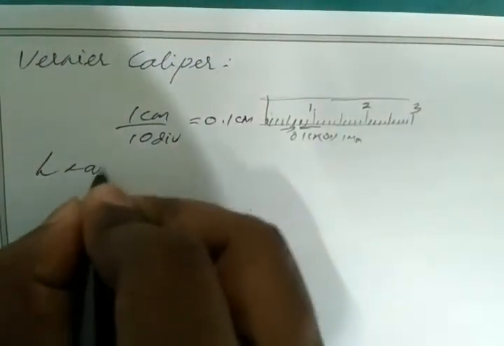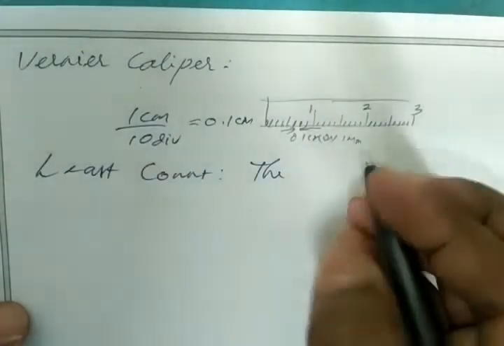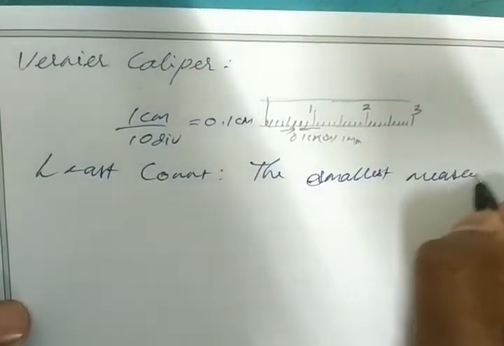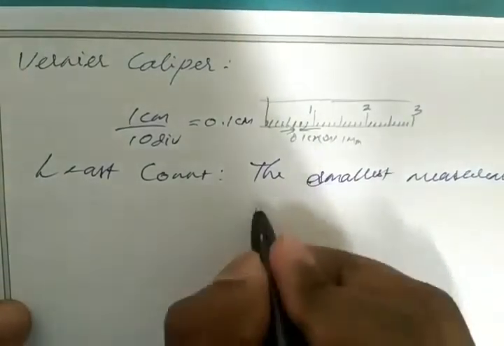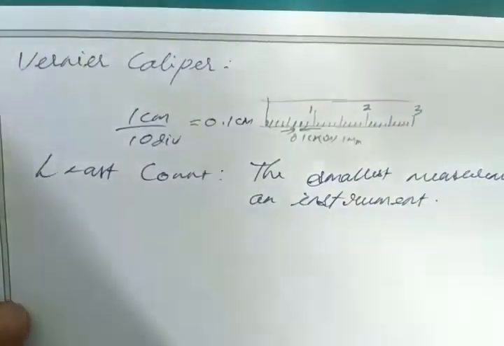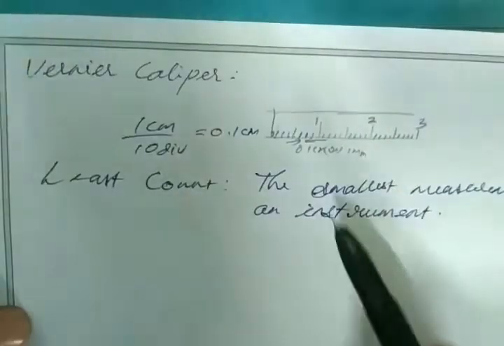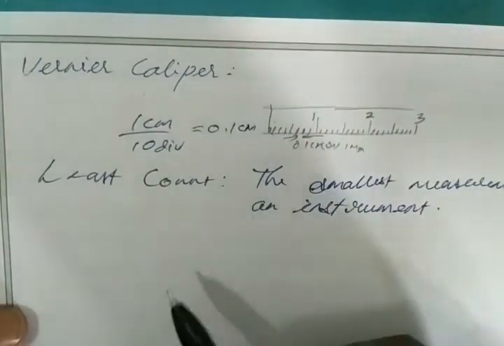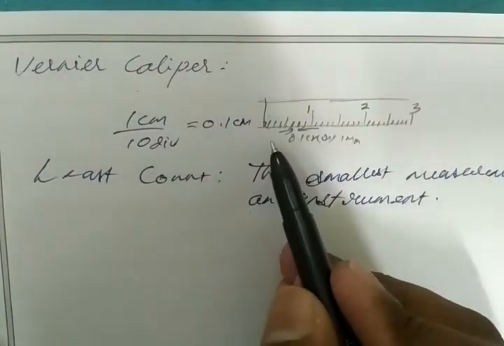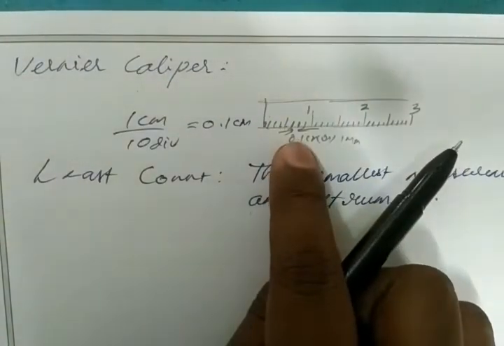So least count means the smallest value or the smallest measurement of an instrument. Okay, the smallest measurement of an instrument is known as least count. So from our normal scale, the smallest measurement which we can measure is 0.1 centimeter or 1 mm. So this is the least count of our normal scale.